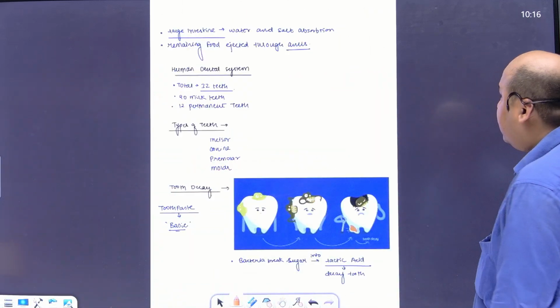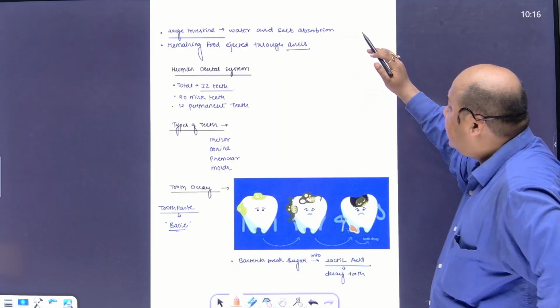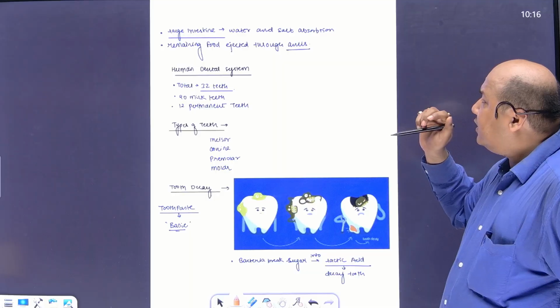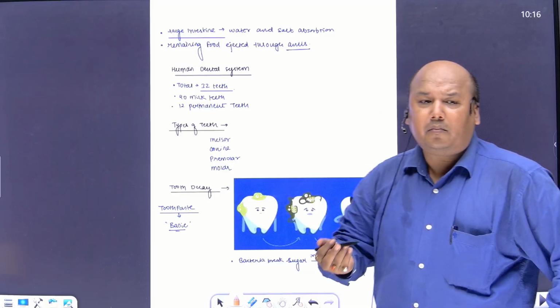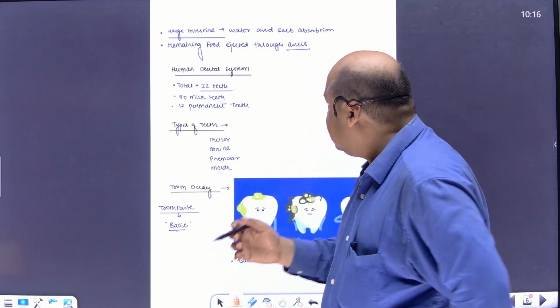Let's talk about the next slide. What is the role of the large intestine? Water and salt absorption is one of the major things. The remaining food is ejected through the anus, usually in the morning time.